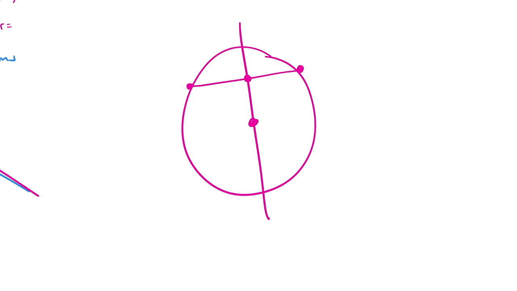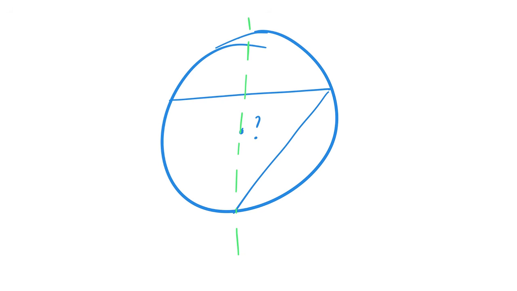Something that I haven't seen in a while, but you never know, might be your lucky day, it might come up. Let's say you've got two chords and it asks you to find the centre. Well, fun fact, the perpendicular bisectors of each chord, so this equation and this equation, will always go through the centre. So if you can find the equation of this green line and solve it with the equation of this blue line, you will find the centre of a circle.